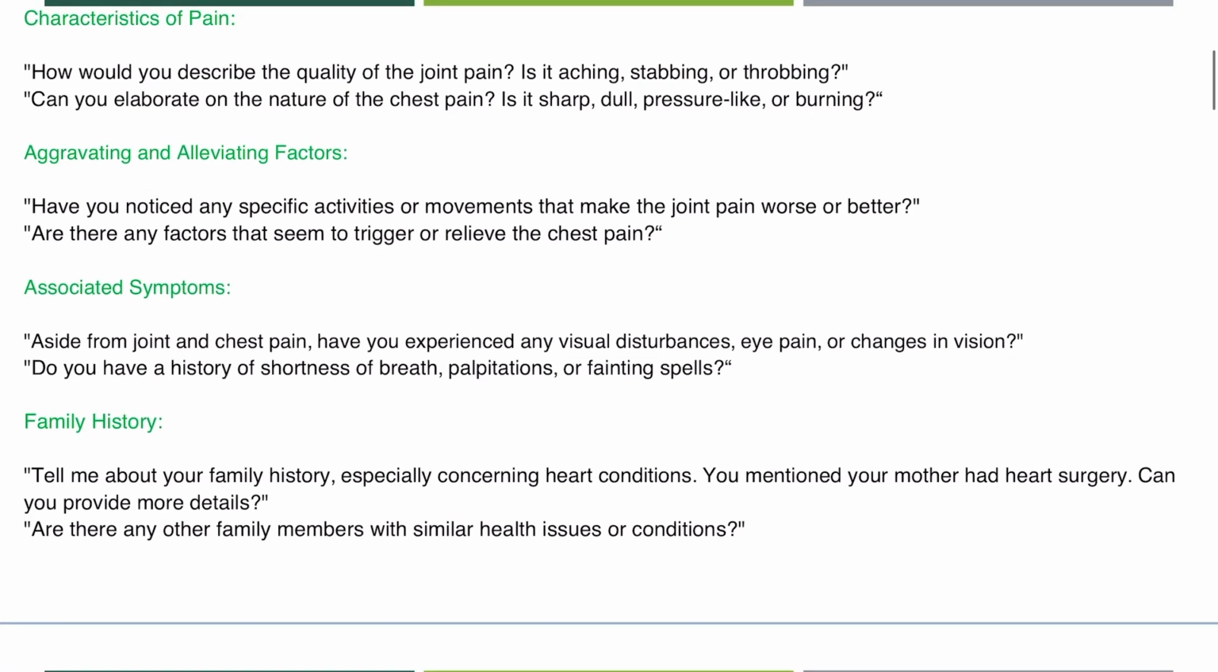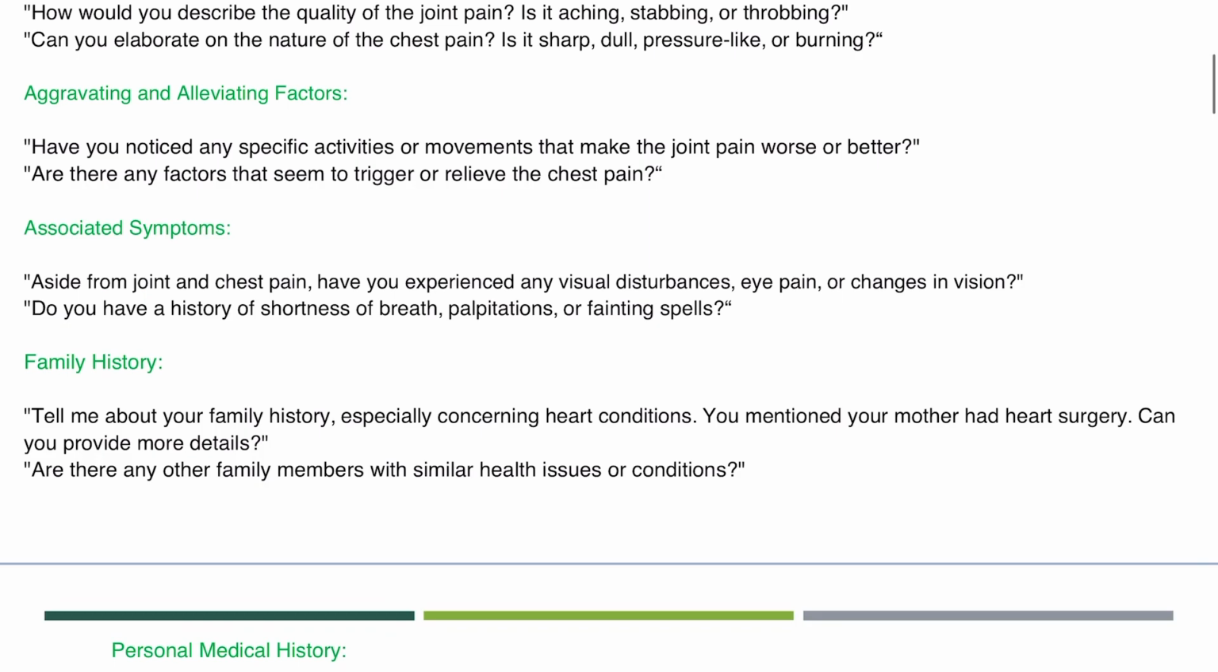Any specific aggravating, relieving and alleviating factors, any associated symptoms like any visual disturbance, eye pain or change in vision, any shortness of breath, palpitations or fainting spells. These questions are quite important, because the patient does have a family history of some cardiac problem, so it's better to ask these questions.